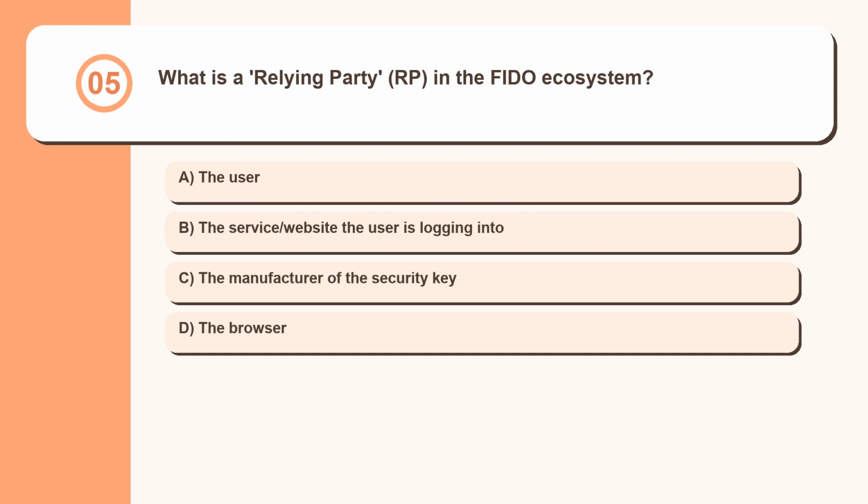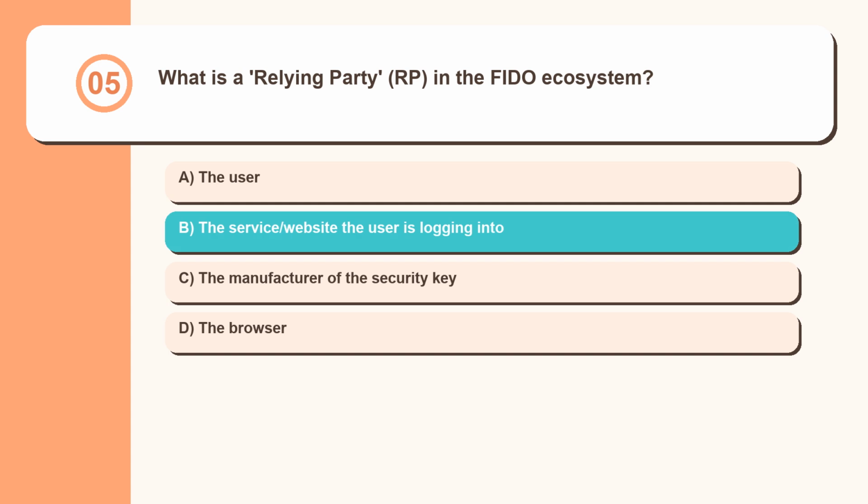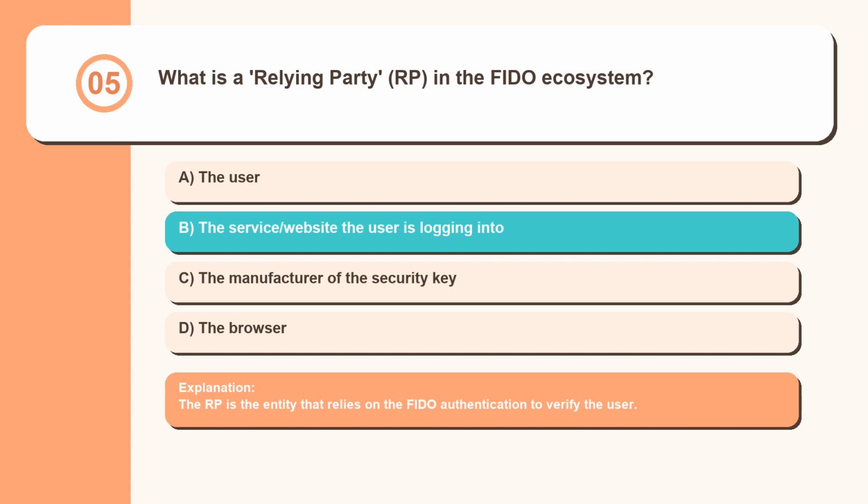Question 5. What is a relying party, RP, in the FIDO ecosystem? The user, the service/website the user is logging into, the manufacturer of the security key, the browser. The RP is the entity that relies on the FIDO authentication to verify the user.